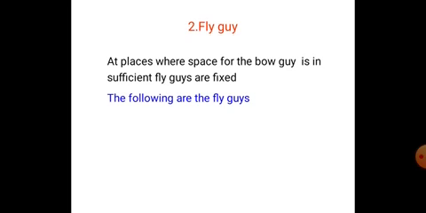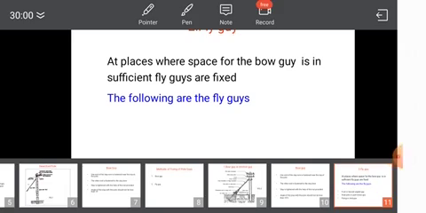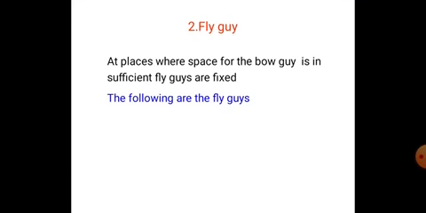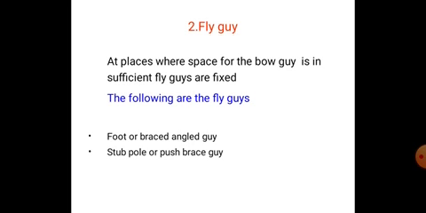The fly guy. At places where space for the bow guy is insufficient, fly guys are fixed. That means there is no space at the turning points at dead ends, so we are using fly guys. The following are the fly guys: foot or braced angle guy, stub pole or push brace guy, flying or stub guy.